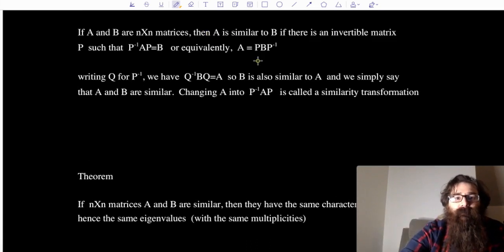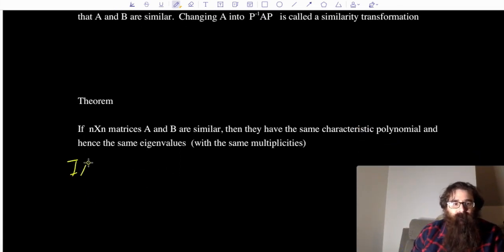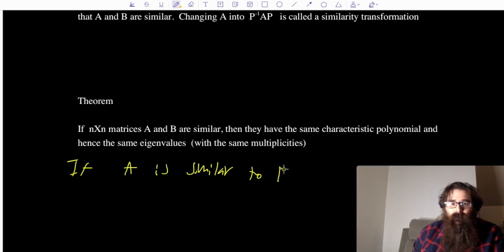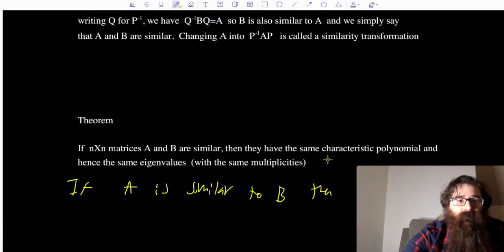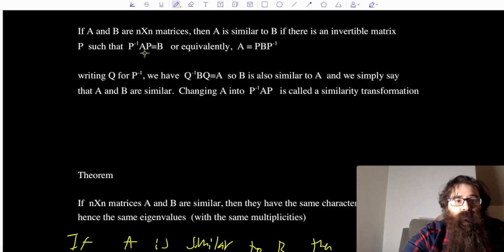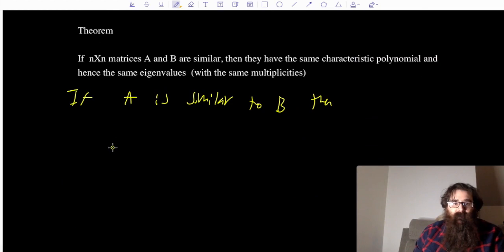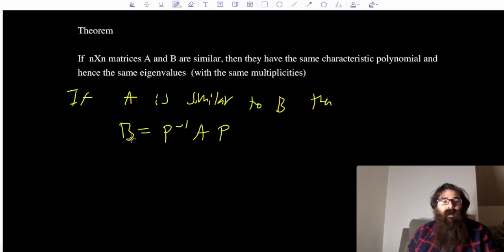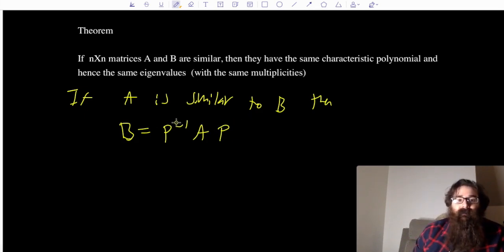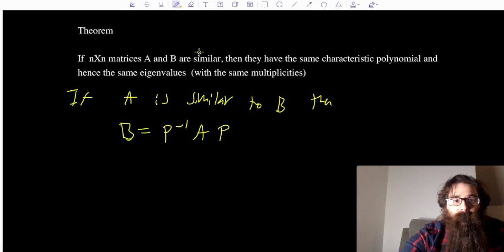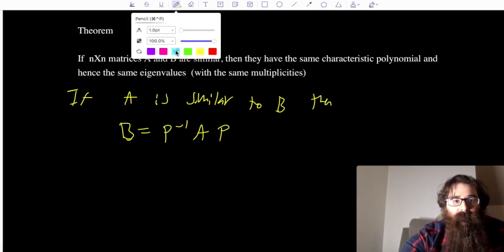So if A is similar to B, then we had this relation here, that B is equal to P inverse AP. And I'm going to write this starting with B. So B is equal to P inverse times A times P. Now, if I were to solve this for A, I would get some statement that's identical. But what we're saying is P and P inverse are just invertible matrices. So I'm going to make a bit of a substitution.